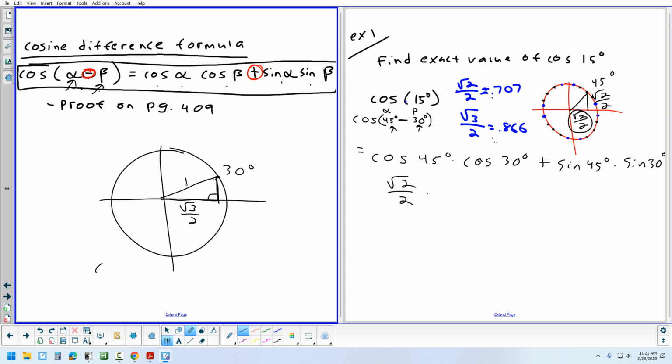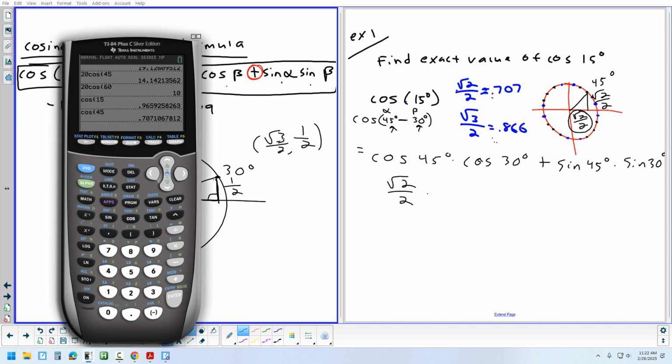So pi over 4, that would be like a 45-degree angle. But we're looking for the length of a side. 1/2, yes. And now, to find the cosine, once you know the coordinate, the cosine is which part of the coordinate? The x. It's the x. Yes. Square root 3 over 2. So it would be square root 3 over 2.